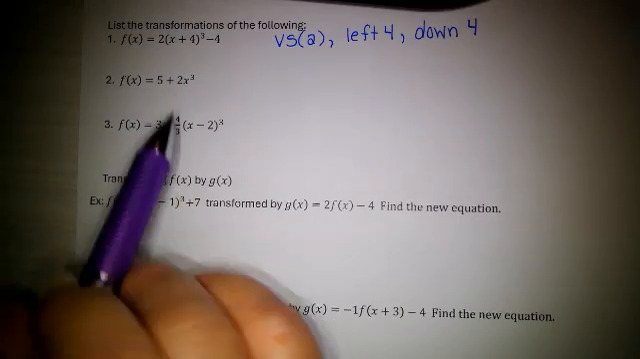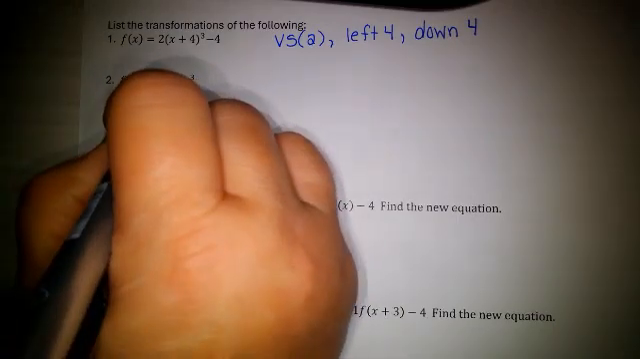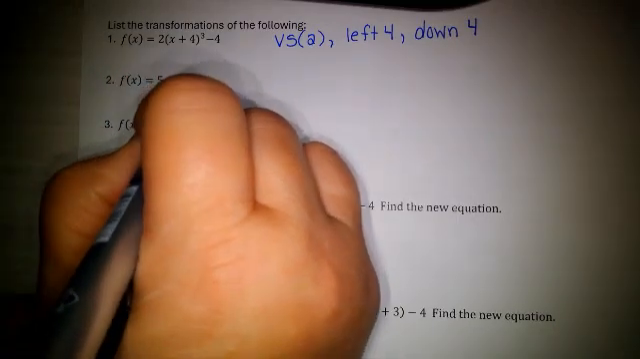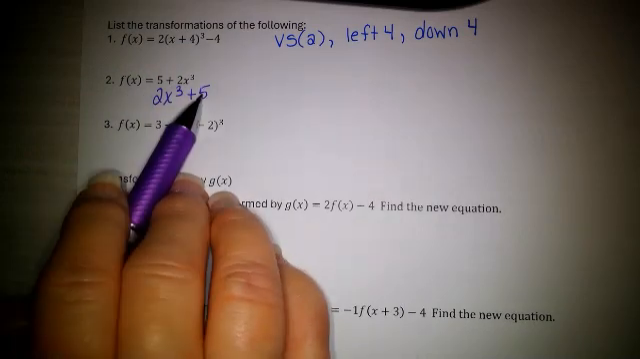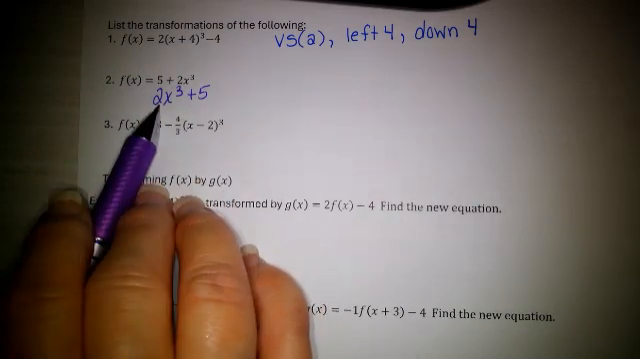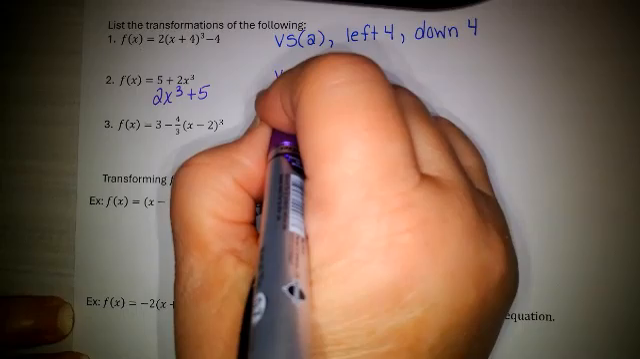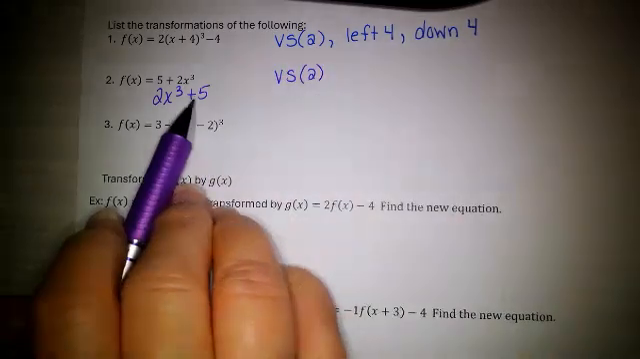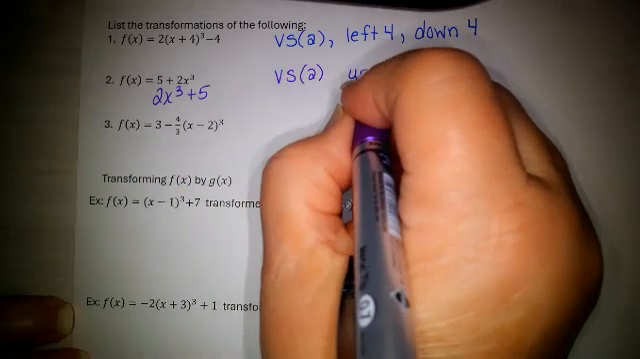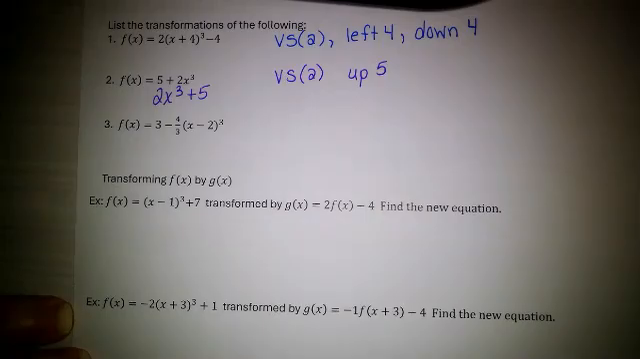Notice number 2. Now those are in a bit of a different order than we're used to. So I'm going to go ahead and rewrite that as 2x to the third plus 5. So the 2 is a vertical stretch, scale factor of 2, and the plus 5 is going up 5.